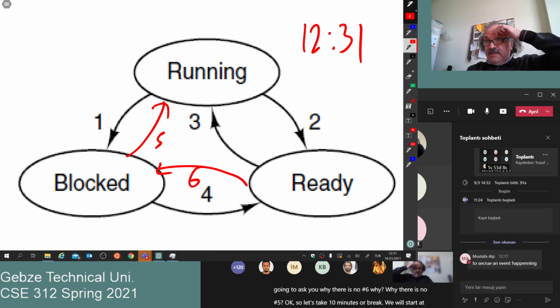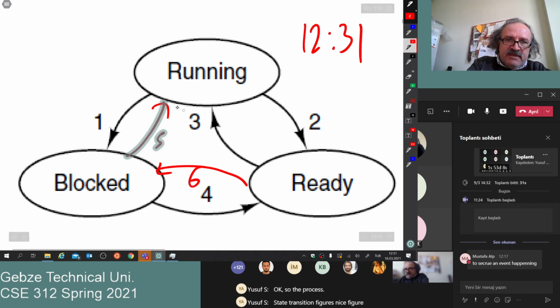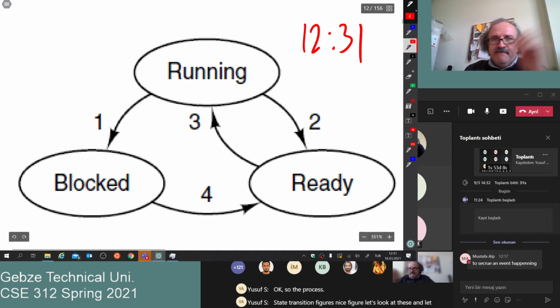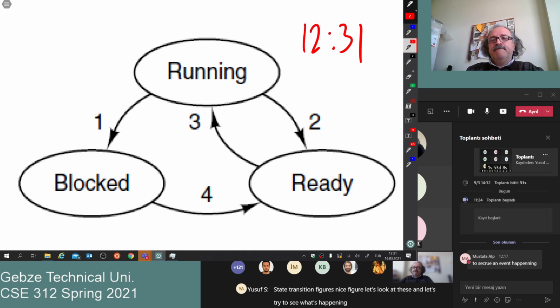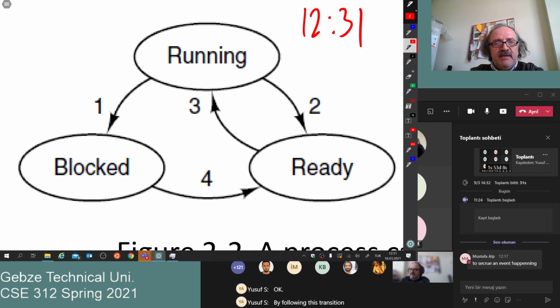Okay, so the process state transition figure, nice figure. Let's look at these and try to see what's happening. If my process is running, I could be blocked by following this transition.